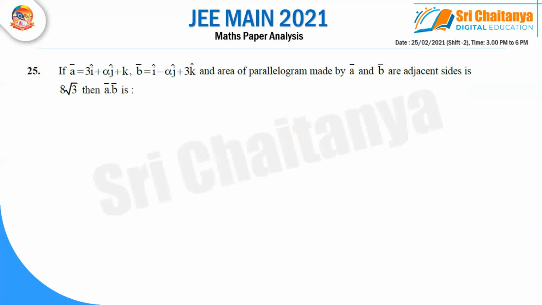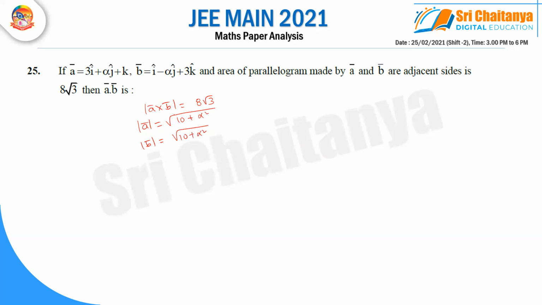Next, they gave a vectors question. They are saying area of a parallelogram made by A bar and B bar as adjacent sides. So what is that? They are saying mod A bar cross B bar is equal to 8 root 3. And we know mod A bar value, mod B bar value. So what is mod A bar value? It is root of 10 plus alpha square. It is also root of 10 plus alpha square.